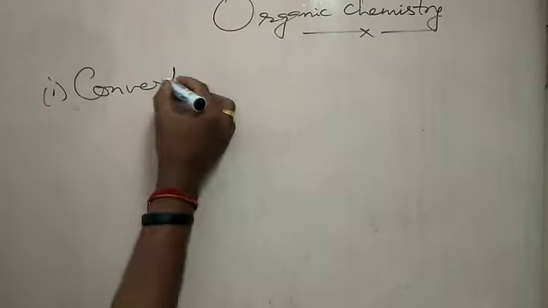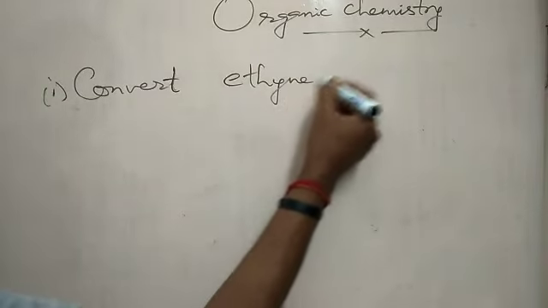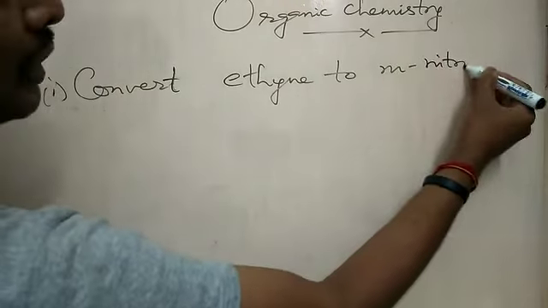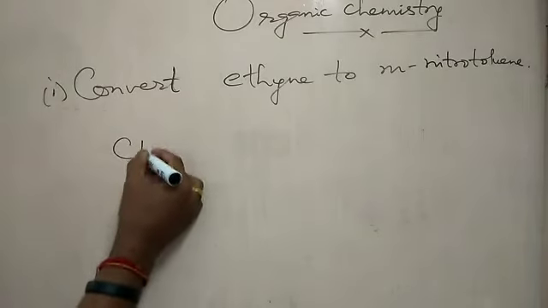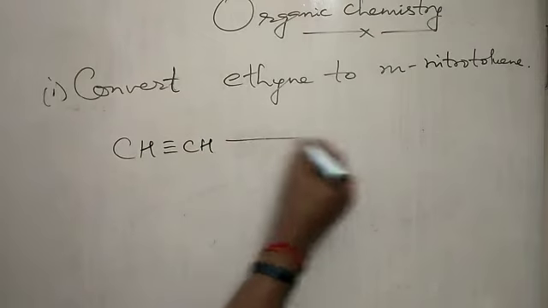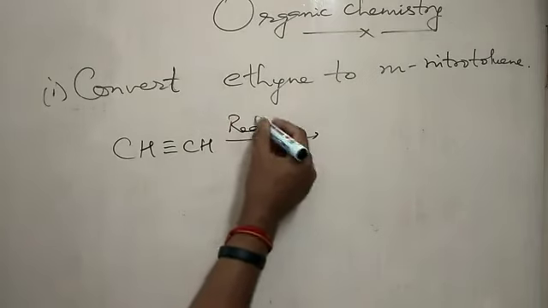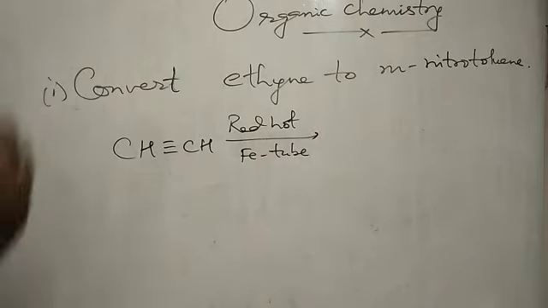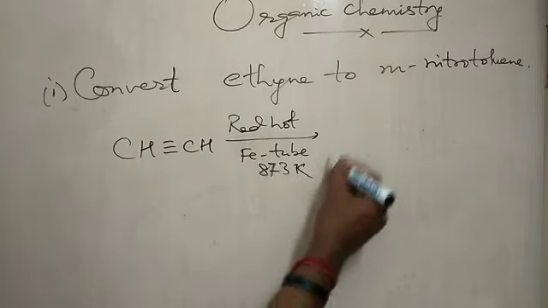Next is convert ethyne to meta-nitrotoluene. So first what we have to do, we have to take ethyne. Ethyne first has to be passed through red hot iron tube. It forms benzene.